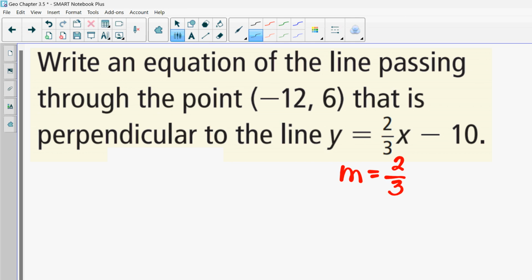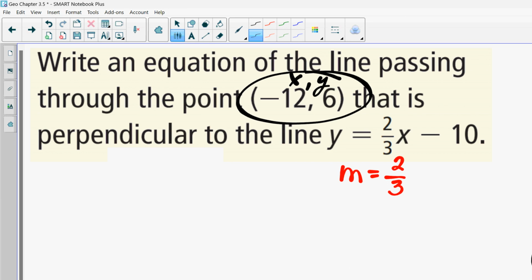Now with this equation, we can plug in the information. We can plug in that our slope is -3 halves. And again, our point always comes in the form of x comma y. So the y value is +6. The x value is -12. Yes, our negative would make a positive.